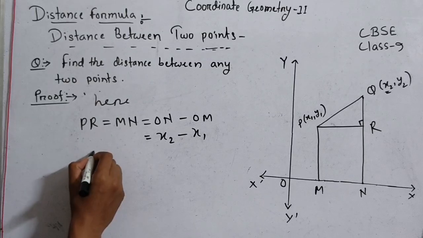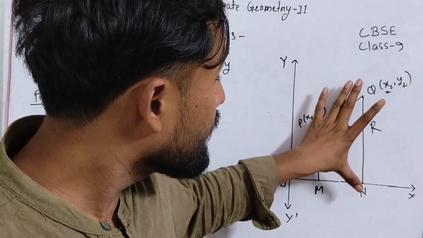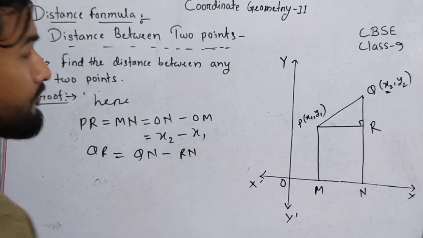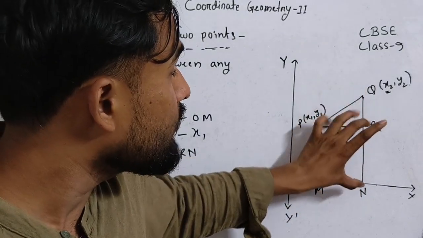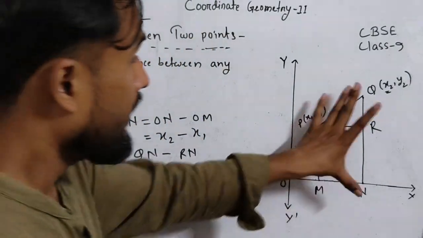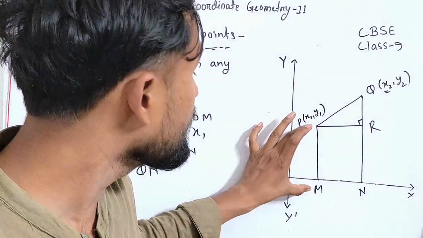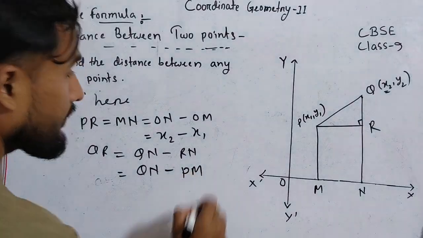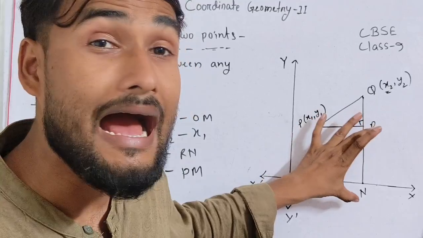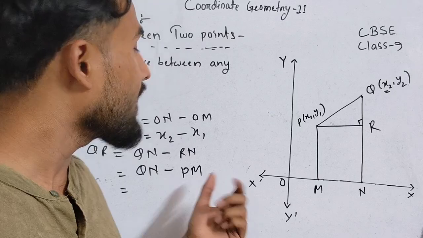Similarly, we can find out QR also. QR we can find like that: from the total QN, minus RN. When we subtract RN, we shall find the QR. And RN will be equal to PM, since these are parallel lines and also perpendicular, that's why RN and PM are equal. Now let's find out the values of QN and PM.